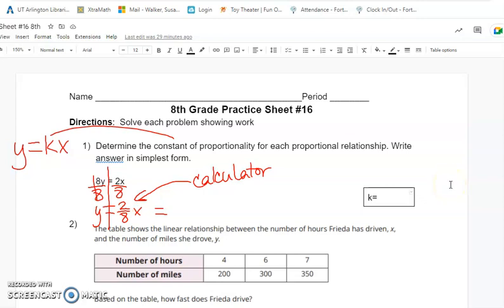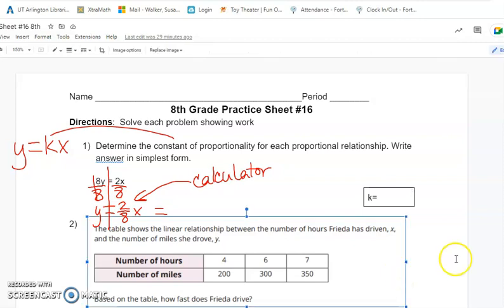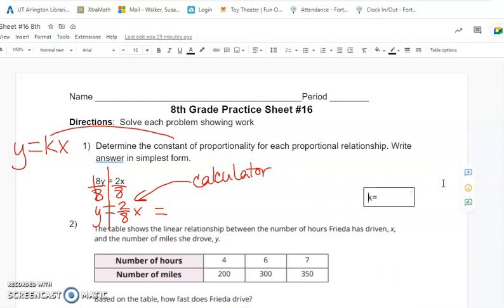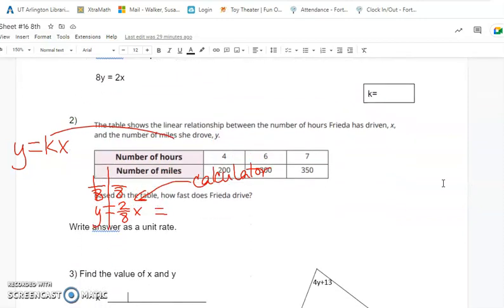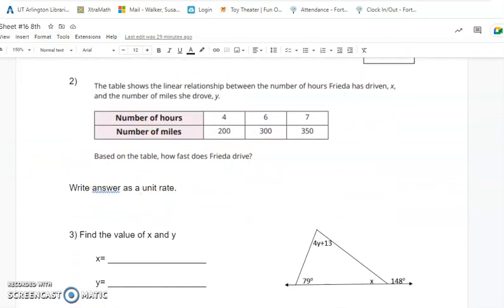Okay, so number 2 says the table shows the linear relationship between the number of hours Frida has driven, x, and the number of miles she drove. So this is based on the table. How fast does Frida drive? So basically, we want miles per hour.